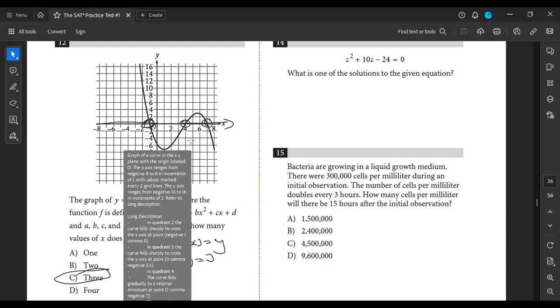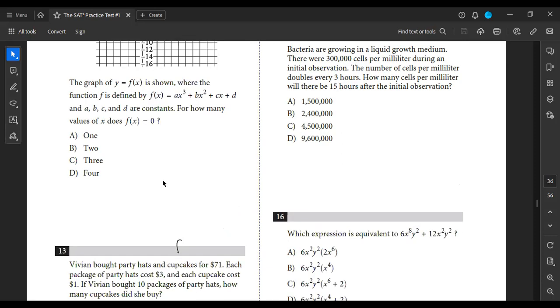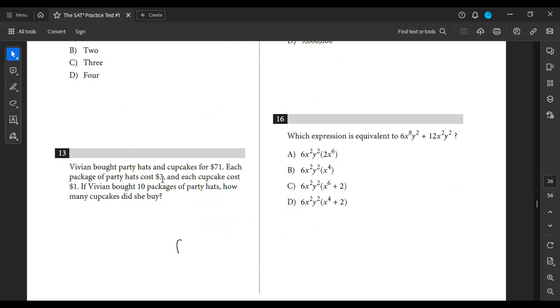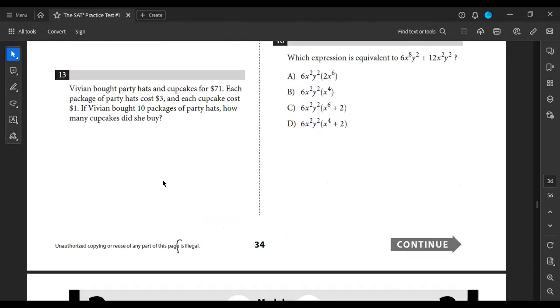So that's question 12. Let's look at question 13. I don't know if my service is bad, and I'm noticing that things are loading up on the screens more slowly.